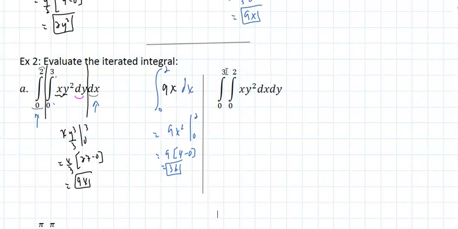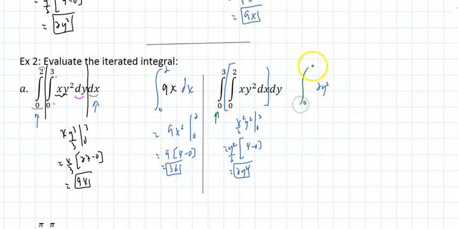you'll notice it wouldn't make much of a difference if I take this part out first. With respect to x, that's x squared, y squared evaluated from 0 to 2, y squared over 2. That's y squared over 2 times 4 minus 0. That is 2y squared. Now take the 2y squared and integrate that from 0 to 3 with respect to y.